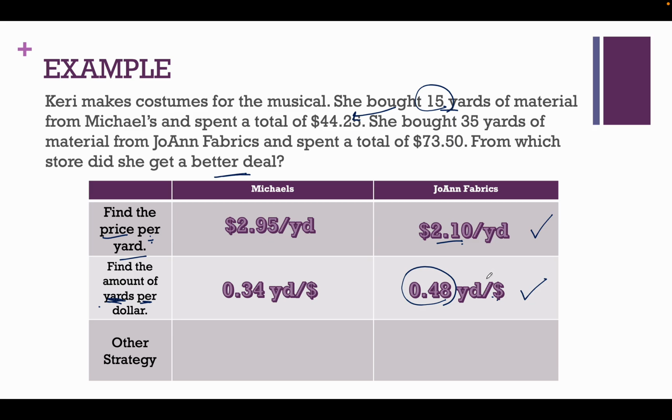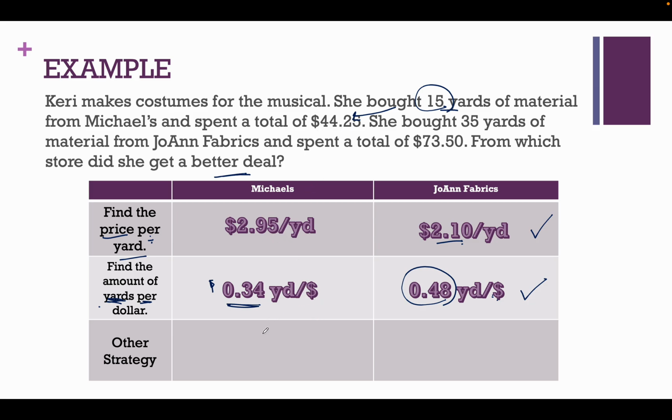If you misinterpret what work you did and think that this is money, you might accidentally think that Michaels is the better deal, if you think that this is 34 cents per yard rather than 0.34 yards per dollar. So, like I said, we have to be careful to pay attention to what order we did our division in, and whatever order we do the division in, that's the order that our units go in. So 15 yards divided by 44.25 is yards per dollar.